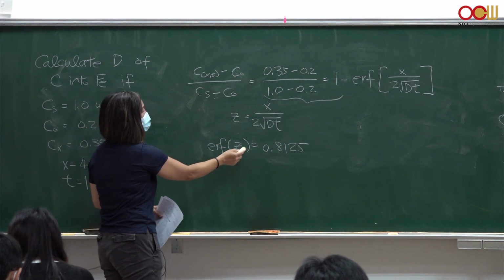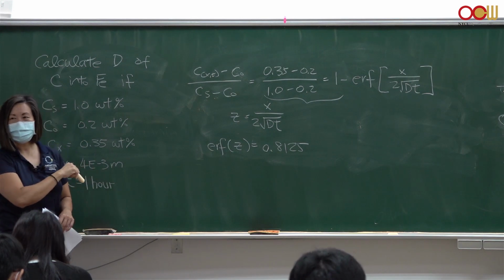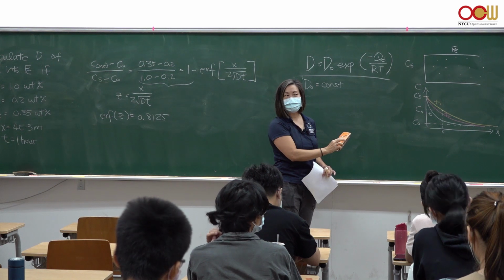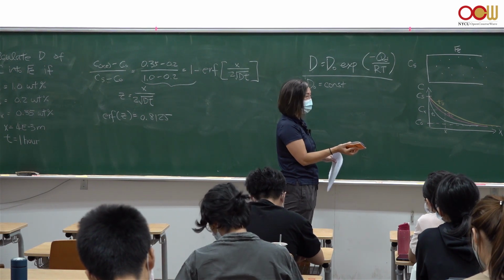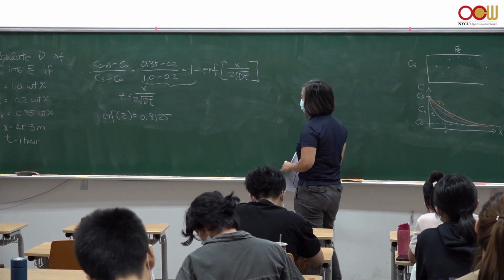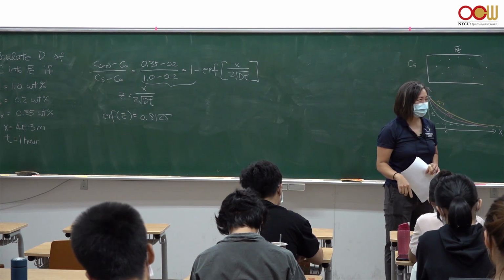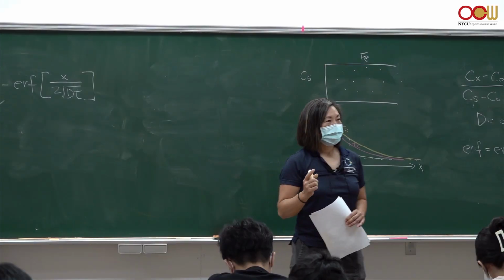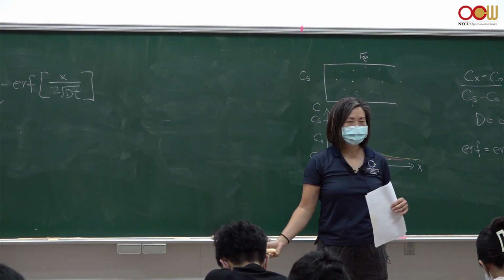I'm just representing it as z. I could have written out the x over 2 square root of Dt. It's just making it easier to write. Does anyone's calculator have an error function on it? Mine doesn't. Okay, if you have an error function on your calculator, great, you could just plug it in. If you don't, then you have to do what I did, which is look up the error function table online. So if you have your smartphone or a tablet, you could go ahead and do that right now. Look up the error function table. If this is an exam, I would provide you with the error function table. You won't have to look it up.